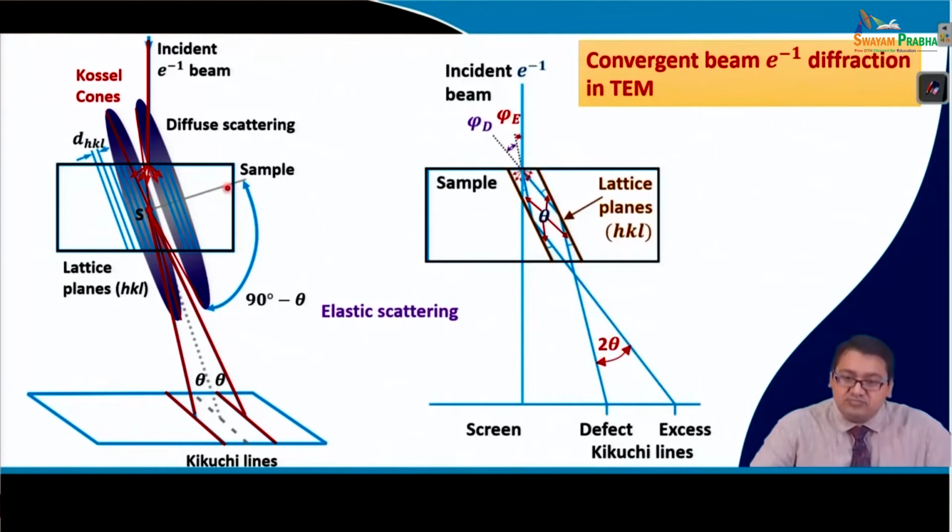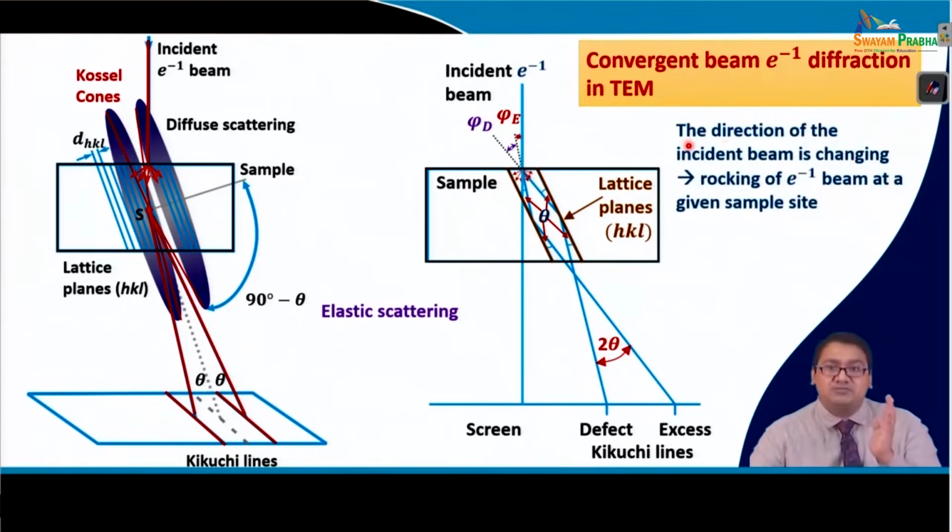Now, here is a little detail of how the Kikuchi pattern develops in case of convergent beam electron diffraction inside the TEM. When the electron beam falls on the specimen, as I said, its direction is slightly rocked, so it changes. This is known as the rocking of the electron beam at a given sample site. As the electron beam falls on the specimen, it is slightly rocked, and multiple scattering takes place. These red arrows show that multiple scattering takes place in the specimen.